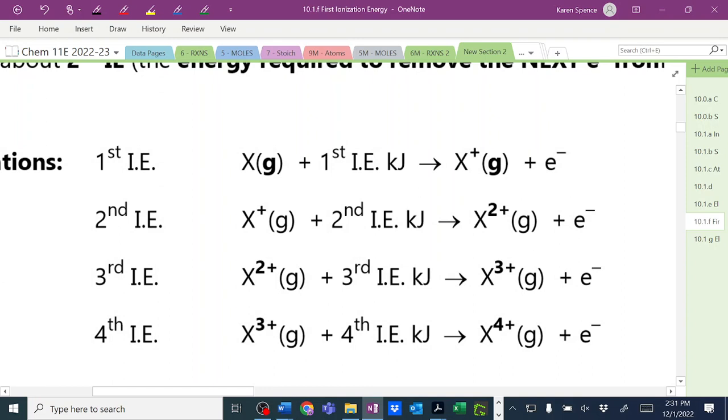First ionization energy. You're ripping out the first electron. Once the first electron is gone, second ionization energy would be taking out the second electron, but that first electron has to already be gone. So you're starting now with a plus ion, and now you take out the next one, and so you end up with a 2+ ion. And now that you have the 2+ ion, you'll take a third one, whatever one's the next highest, and you'll take that one out, and so on and so forth, until you run out of electrons.